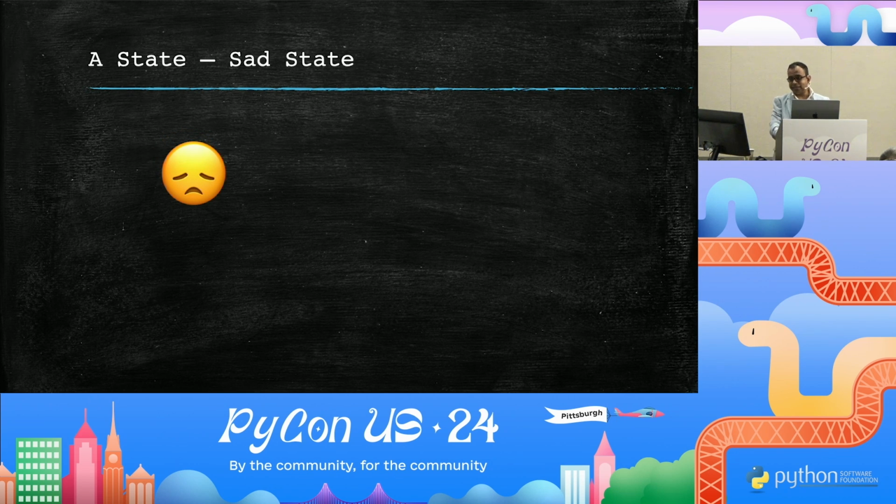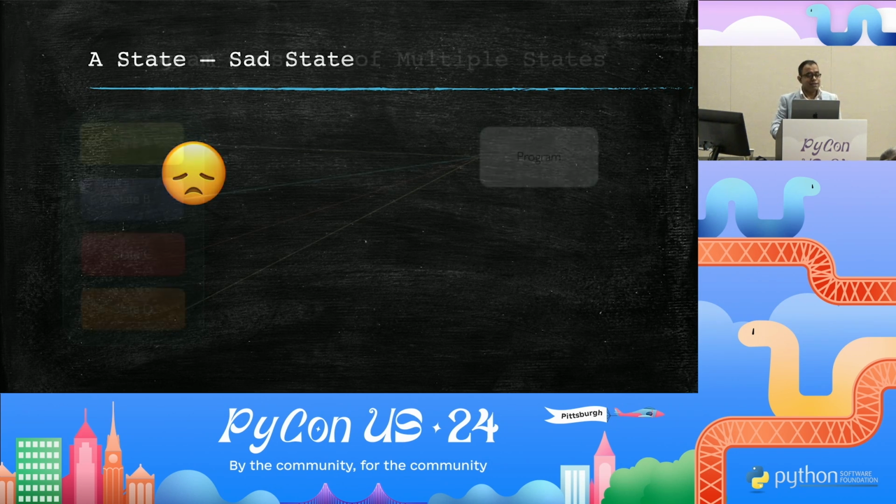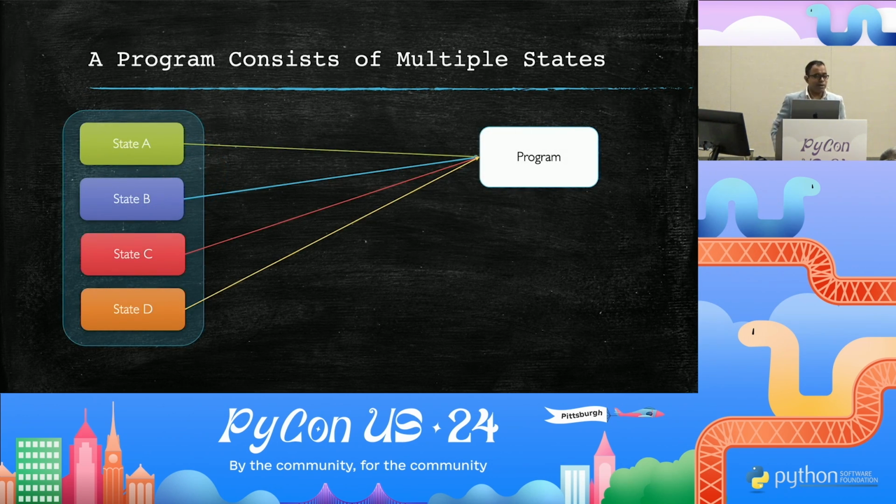Another state is the sad state, right? This is a generic example, but in a program you have multiple states. You have an init state, you have an execution state, you have a user input state. And if you create a state machine, you will be in a better position to understand what is actually happening in your system.